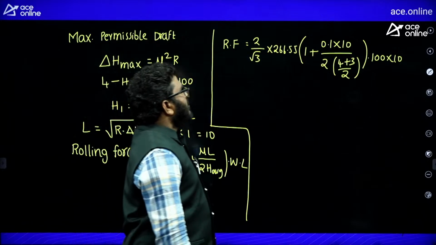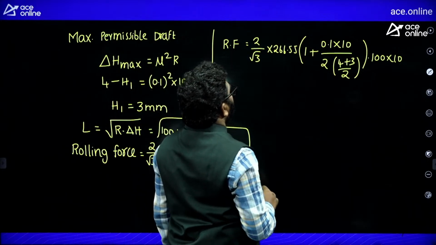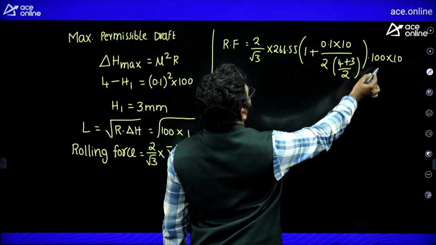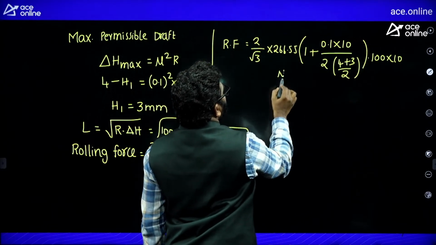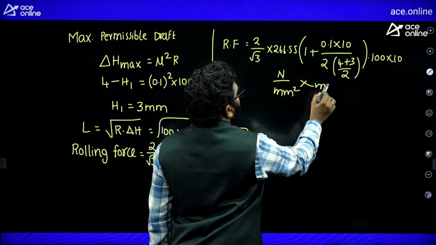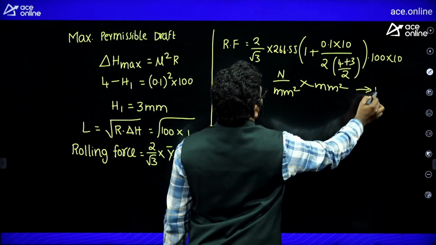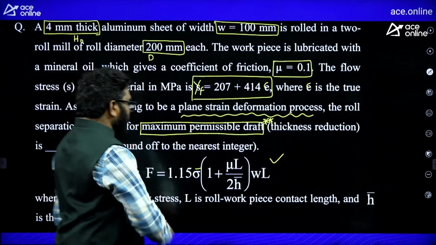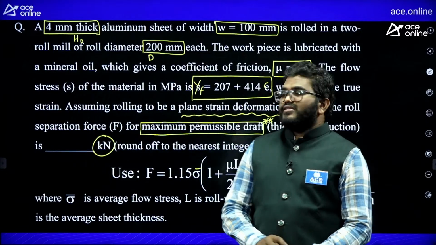Simple question. You will get the answer in terms of newtons, because this is in megapascal and this is in mm. So megapascal means Newton per mm square, that is in mm square, so that you will get the answer in newtons. But in the question they are asking in kilonewton. By converting that you will get the answer.